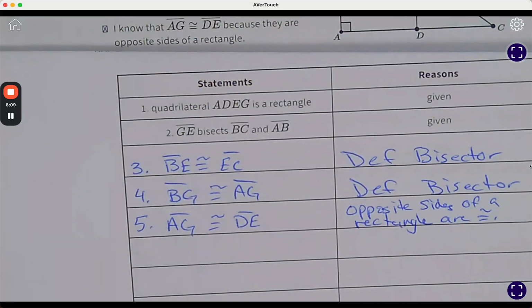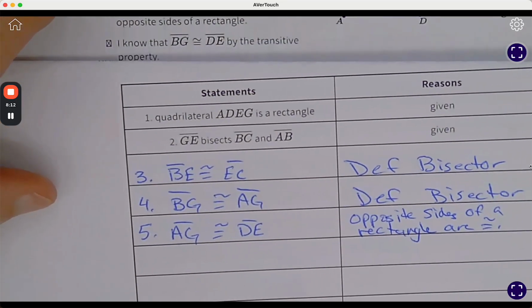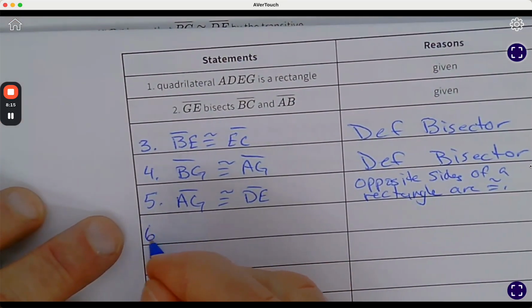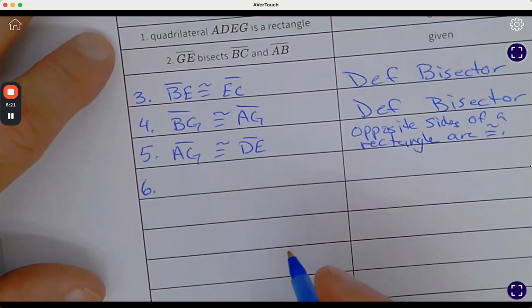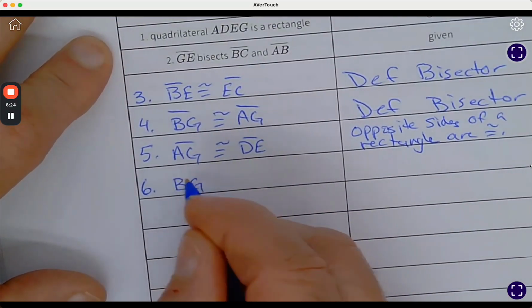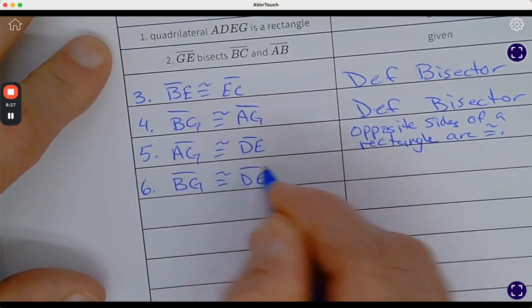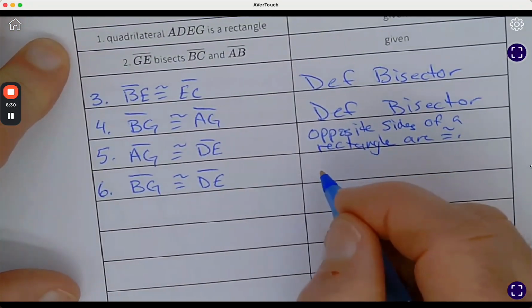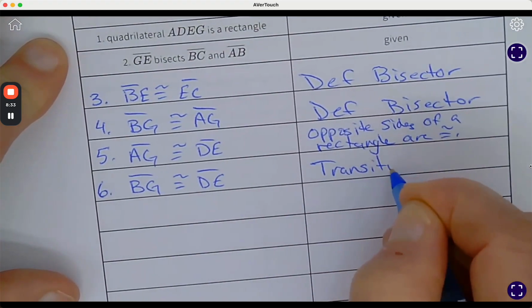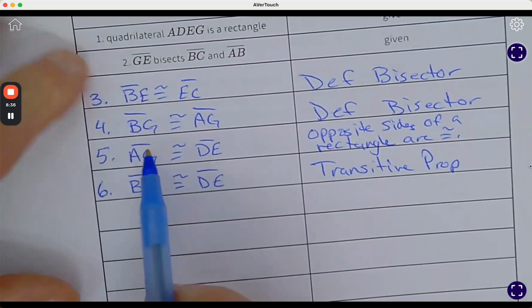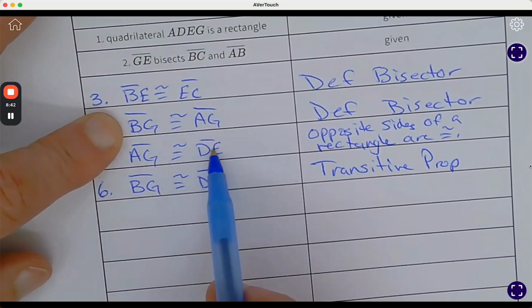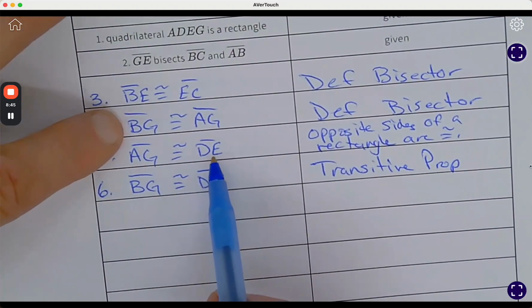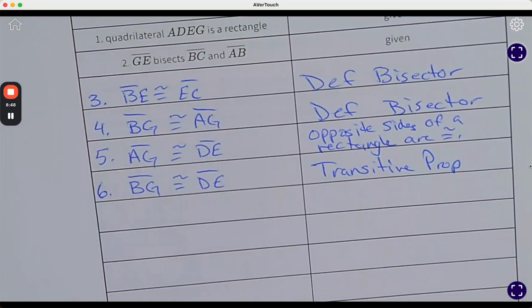All right. And then step 6 is that BG is congruent to DE. And the reason that's true is because of a new property called the transitive property. See how BG is congruent to AG and AG is congruent to DE? So because this is congruent to that, and this is congruent to the same piece, they must be congruent to each other by the transitive property. Basically, it's substitution. Okay, so that part is done.